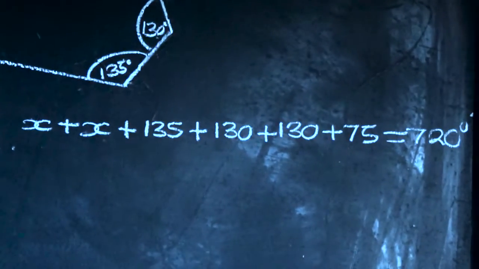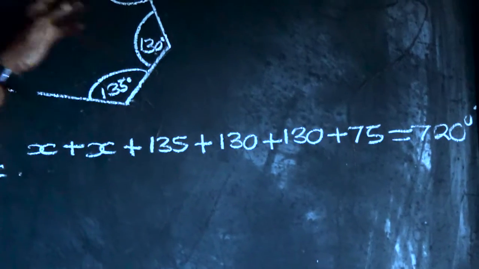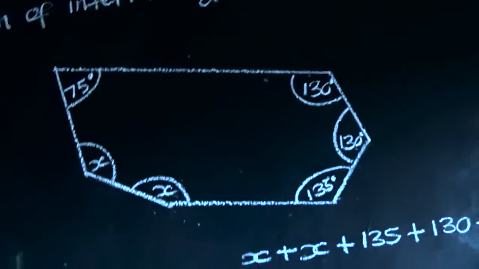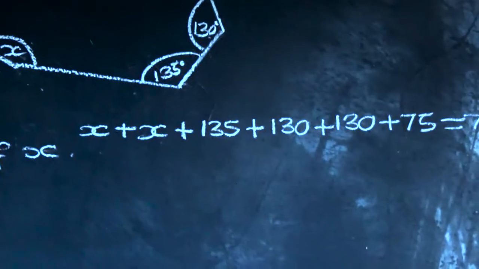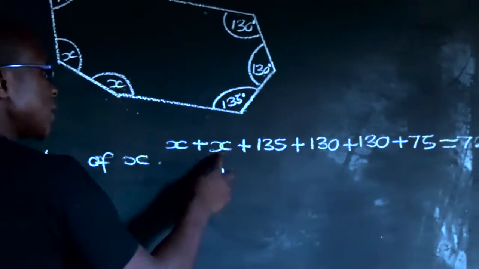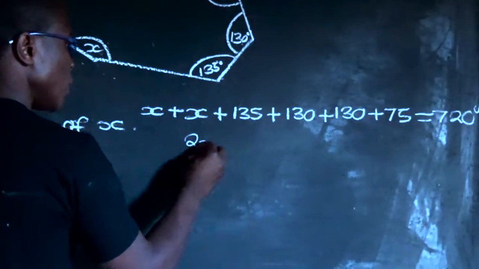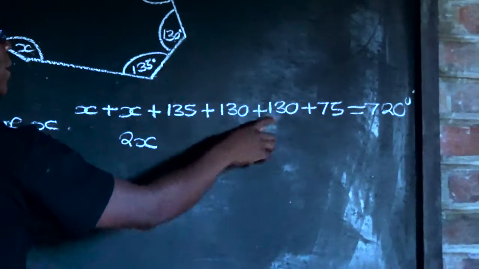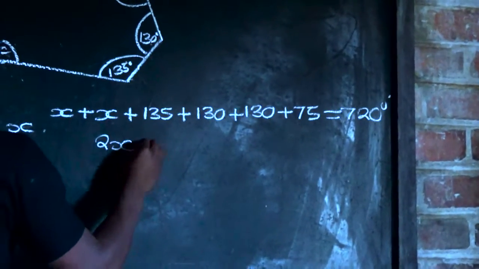You just add this angle plus this angle plus this angle plus this, is equal to what? 700. We have been told. Are we together, people? Yes, okay? So you can say now, x plus x is 2x, right? You get 2x. Then you add this plus this plus this plus this, right? Okay, so let us add now.